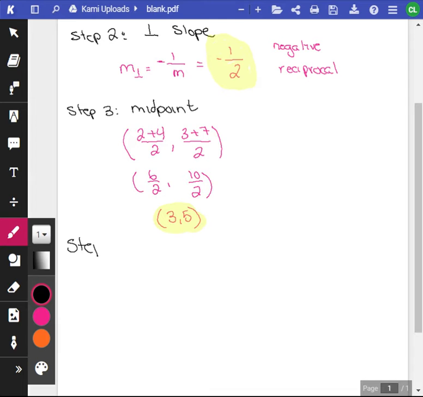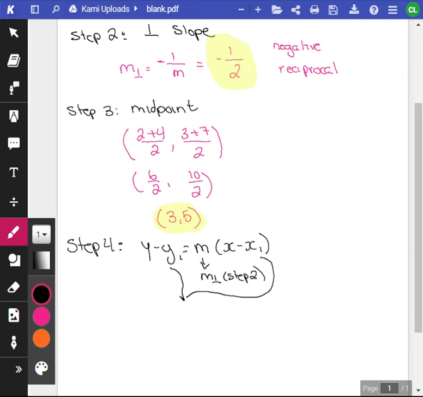So step 4, remember that's when we put it in the form y minus y1 equals m times x minus x1, where in this case m is referring to our perpendicular slope in step 2, and x1 and y1 are referring to the midpoint in step 3.